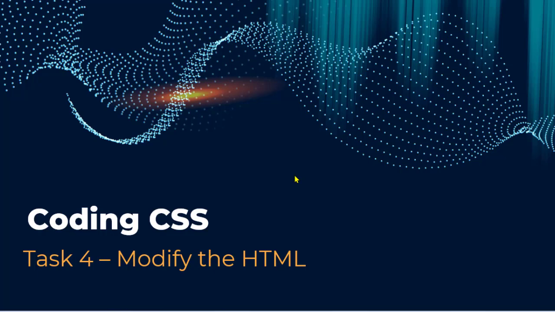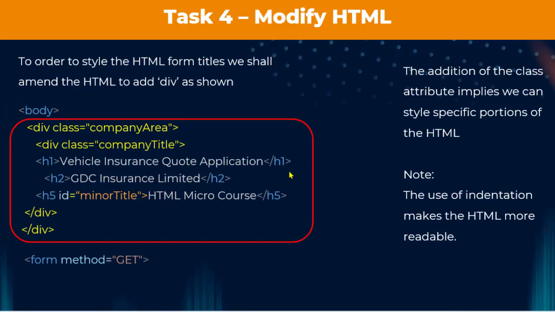For the next part of it, we need to modify the HTML. And you can see in this case here, we're looking at the titles. And so where we have the vehicle insurance and then the GDC Insurance Limited, we want to reference this area here. And to do that, we're going to use a class attribute. So go back into your HTML and add in then the two class attributes.